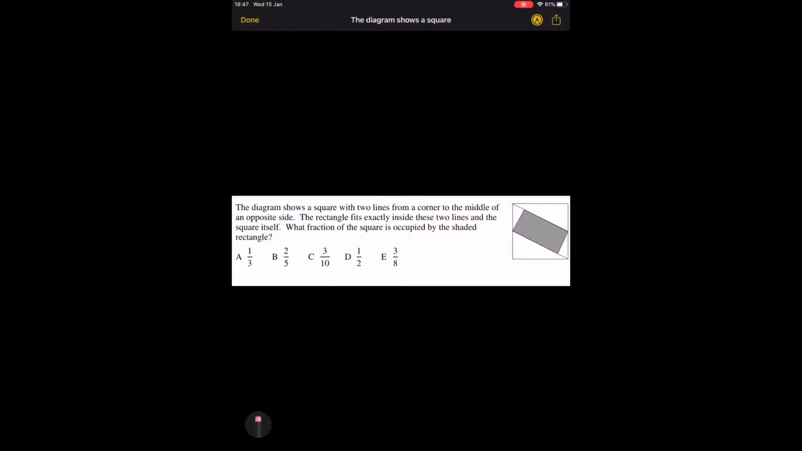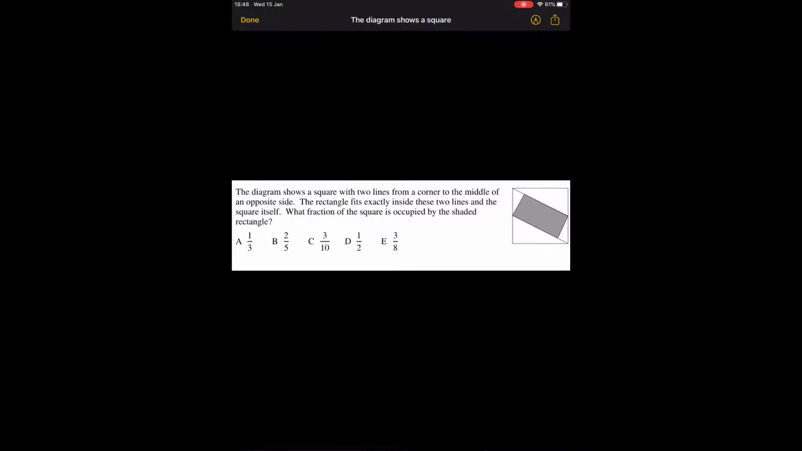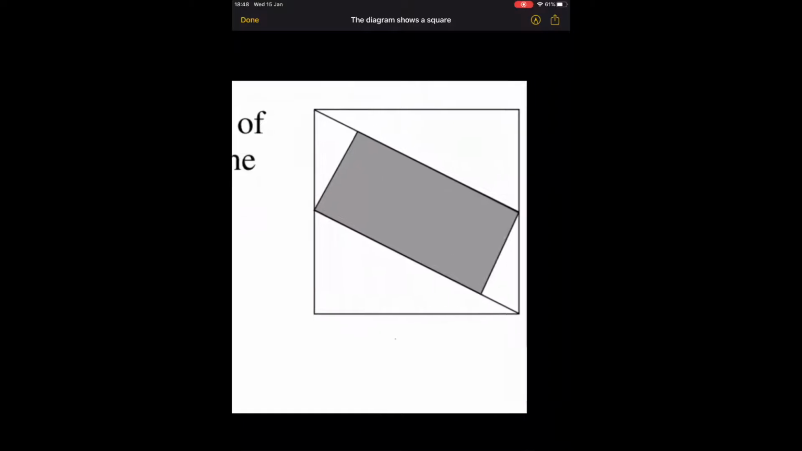Today we're doing another UKMT question. The question is: the diagram shows a square with two lines from a corner to the middle of an opposite side. The rectangle fits exactly inside these two lines and the square itself. What fraction of the square is occupied by the shaded rectangle?